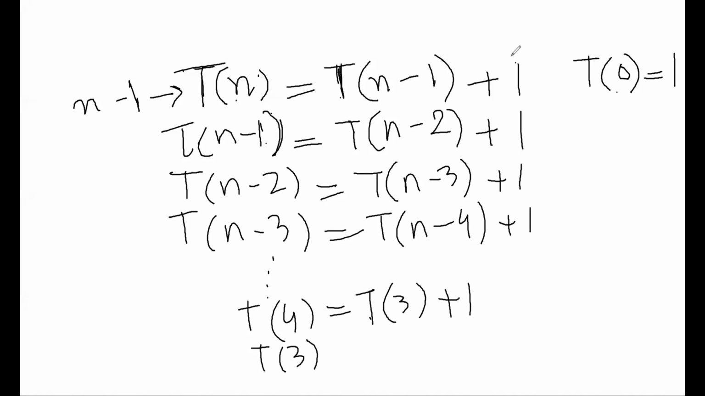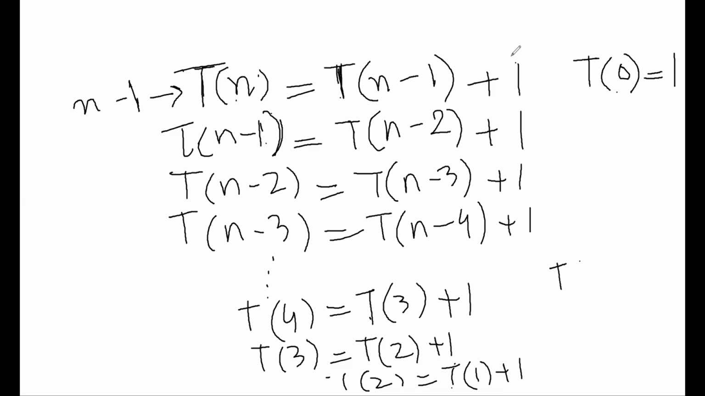t3 is t2 plus 1. t2 is t1 plus 1. And then t1 is t0 plus 1. Okay. Now I've written down the expanded form.